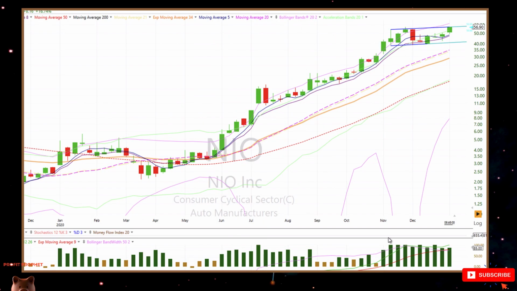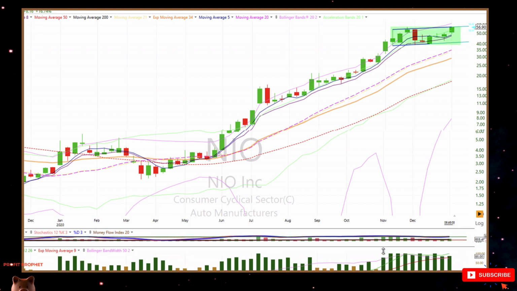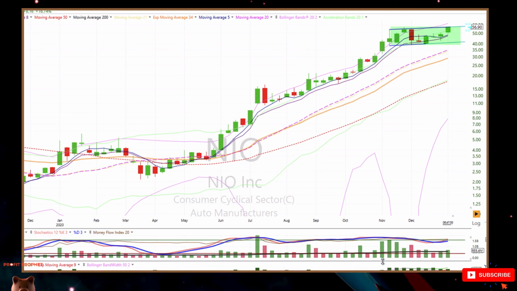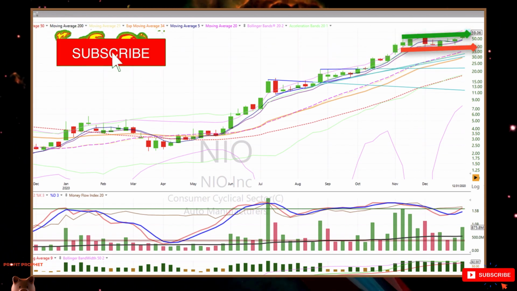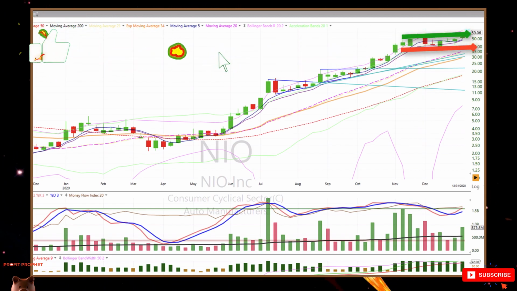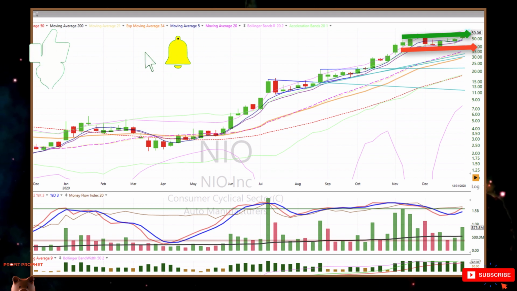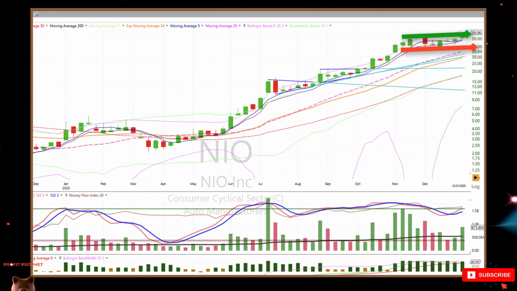What's more, NIO's weekly chart reveals what looks to be the formation of a bullish flag. More specifically, a bullish flag possibly at the brink of breaking out. Note the strong rise in share price from mid-October 2020 to early December 2020, forming a flagpole, and the tight consolidation that follows from late November 2020 to early January 2021.